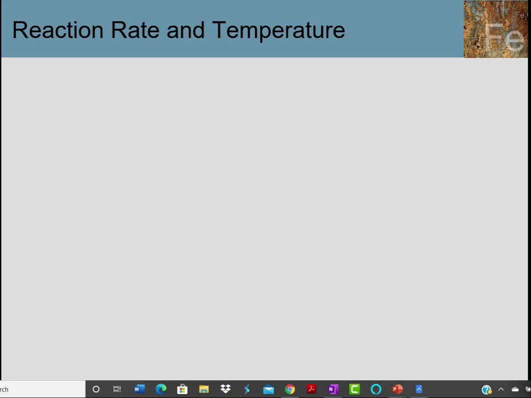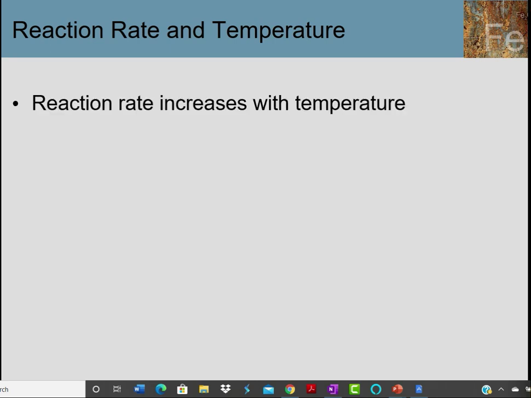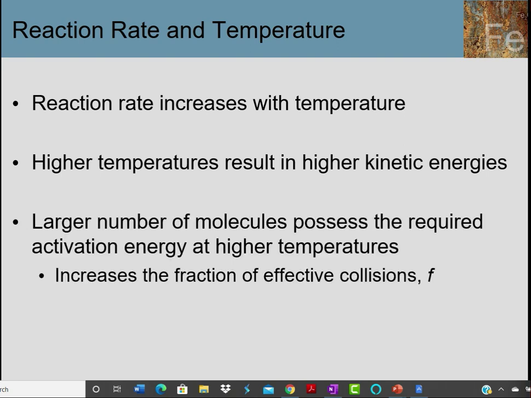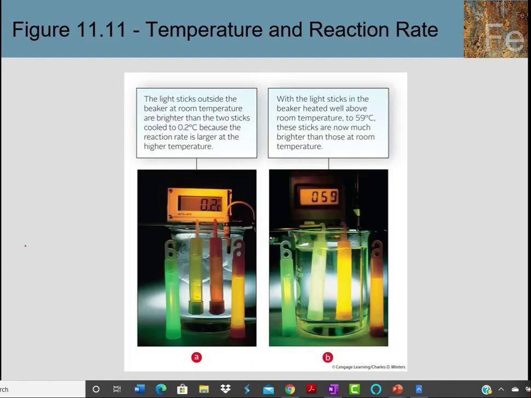So with reaction rates and temperature, an increase in temperature is going to result in an increase in reaction rate. That should make sense because higher temperatures are from higher kinetic energies. They're connected together. And the higher the kinetic energy, the larger the number of molecules that have enough energy to surpass the activation energy of the reaction. So you actually increase the fraction of molecules that have effective collisions.